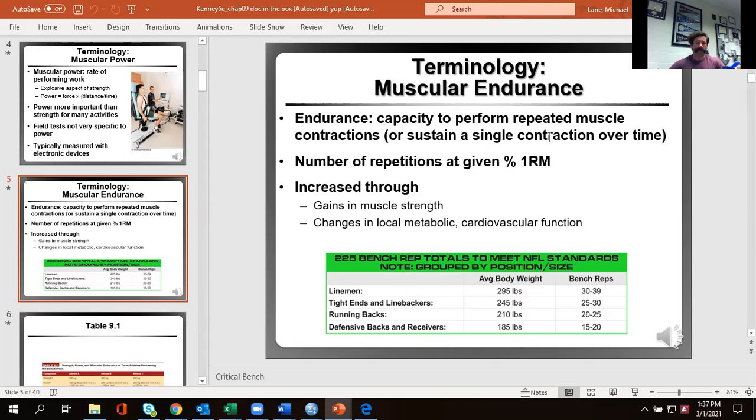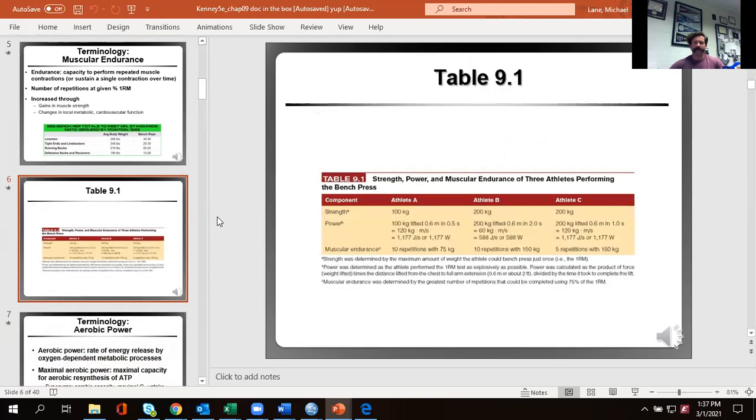Now, like anything else, our muscular endurance goes up when our maximal strength goes up, as well as when we improve our energy system's ability. So those local muscles' ability to perform and our cardiovascular system's ability to deliver nutrients to those areas. So this is just a basic comparison of three different athletes that obviously have very different strength levels. However, their power relationships are actually different. Even though this athlete only has literally half the strength of athlete B, because they're able to move that maximum so quickly, they actually are, in this case, twice as powerful.